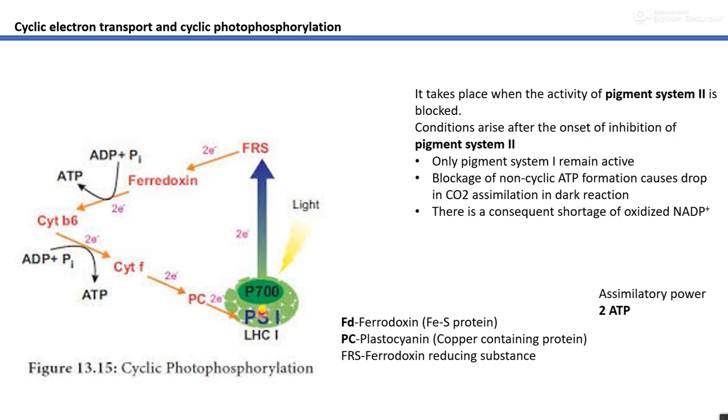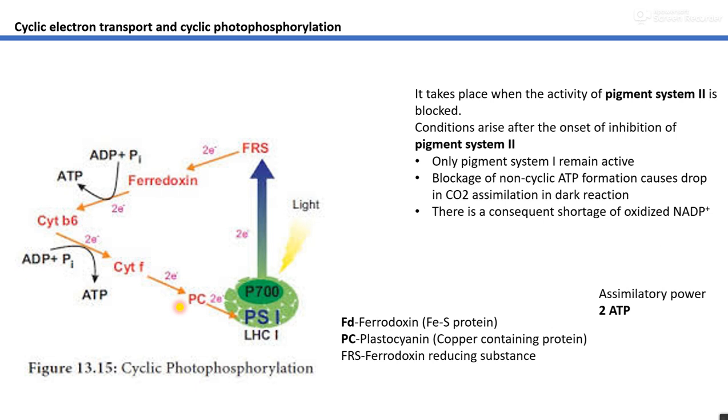In this process, when the P700 molecule in pigment system 1 is excited by absorbing a photon of light, the ejected electron is captured by ferredoxin, and from ferredoxin it ultimately falls back to the P700 molecule, passing through a number of intermediates like the cytochrome complex and plastocyanin. At two places during the electron transport, between ferredoxin and cytochrome b6, and between cytochrome b6 and cytochrome f, there is phosphorylation of ADP to form ATP, and these two ATP molecules are produced in the cycle.